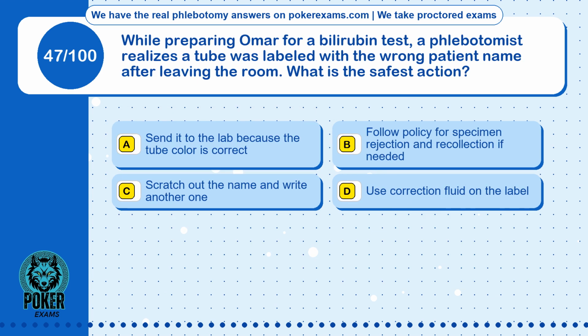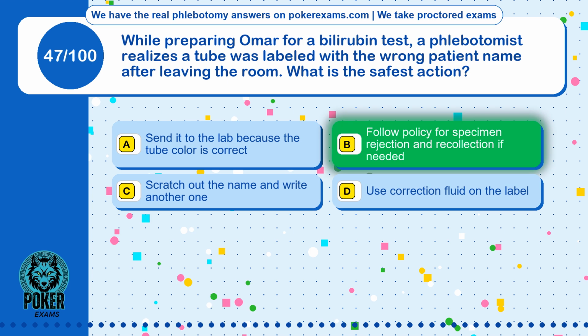Question 47. While preparing Omar for a bilirubin test, a phlebotomist realizes a tube was labeled with the wrong patient name after leaving the room. What is the safest action? Option A, send it to the lab because the tube color is correct. Option B, follow policy for specimen rejection and recollection if needed. Option C, scratch out the name and write another one. Option D, use correction fluid on the label.